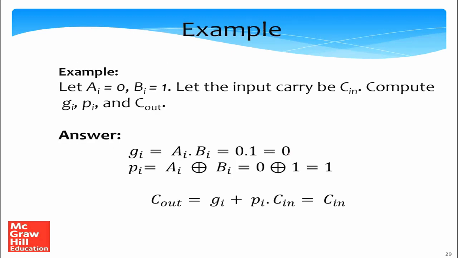So let's consider an example. Let's say Ai is 0, Bi is 1. Let the input carry be C in, compute Gi, Pi and C out. So Gi is Ai and Bi, which is 0 and 1, which is 0. So this is not generating. Pi is Ai XOR Bi, which is 0 XOR 1, which is 1. So it's propagating. So C out is Gi or Pi and carry input. So Gi is 0. It's propagating. And we don't know the input carry, so we can say C out is equal to C in in this case.